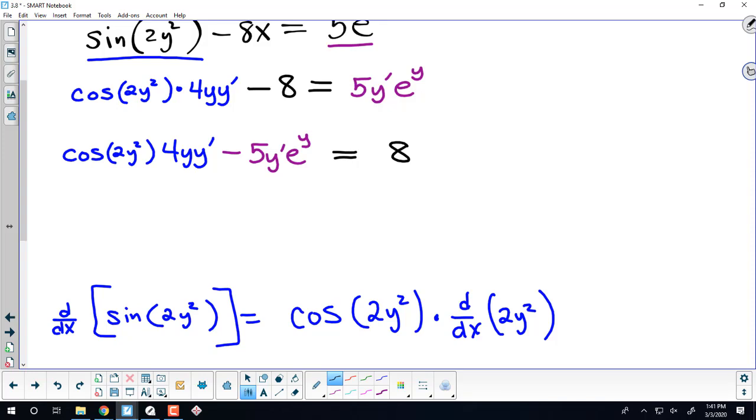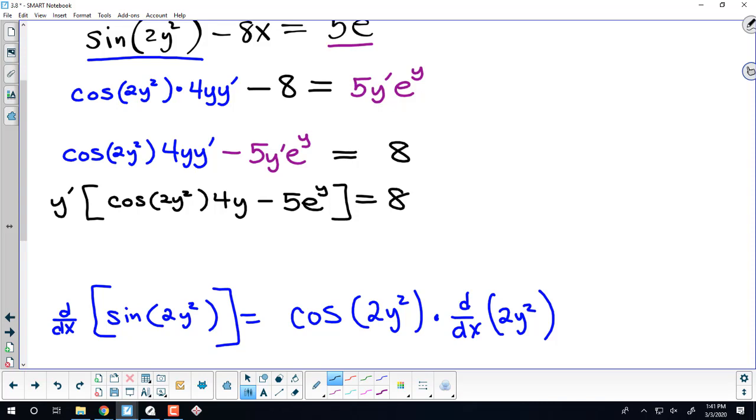From here then, we would factor out our y prime, because both of these terms have a y prime in common. We're left over with cosine of 2y squared times 4y minus 5 e to the y, still all equals 8. So isolate y prime, factor out y prime, divide through by what's remaining. So our first derivative then would be 8 over all that stuff.